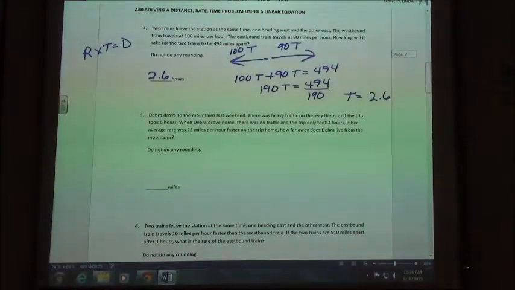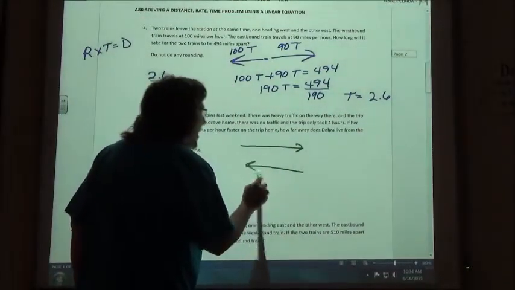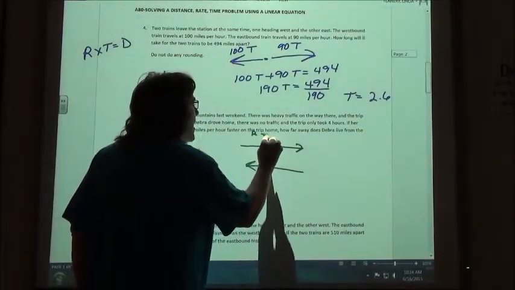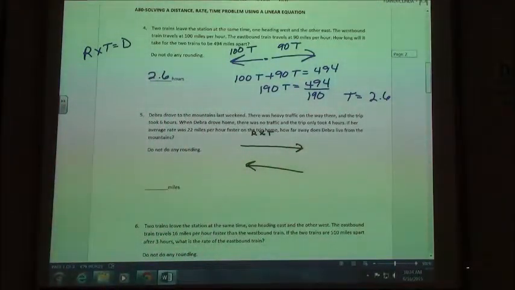Number 5. Deborah drove to the mountains last week. There was heavy traffic on the way there, and the trip took 6 hours. When Deborah drove home, there was no traffic, and the trip only took 4 hours. If her average rate was 22 miles an hour faster on the trip home, how far away does Deborah live from the mountains? So this time she's going to go somewhere, then she's going to come back. Again, I want to think about the rate times the time, and that this time the two distances should be the same since she went somewhere and came back.